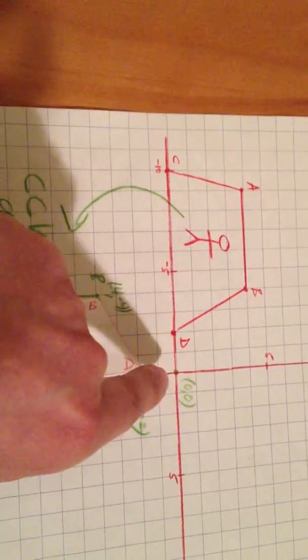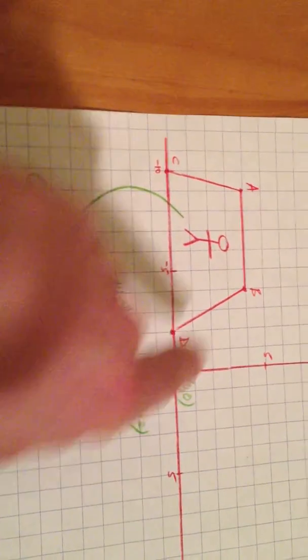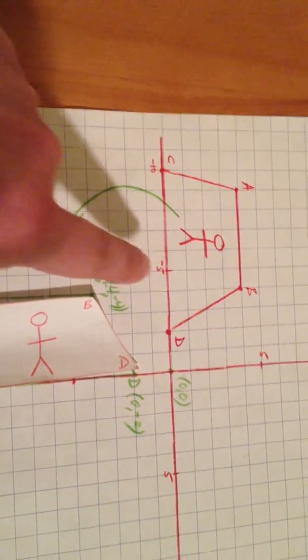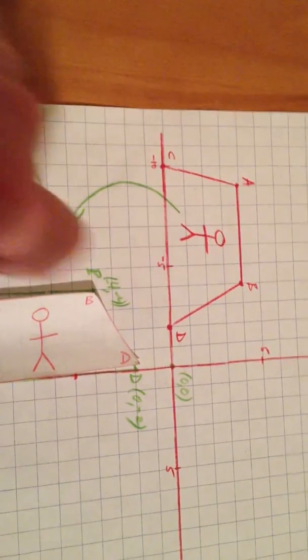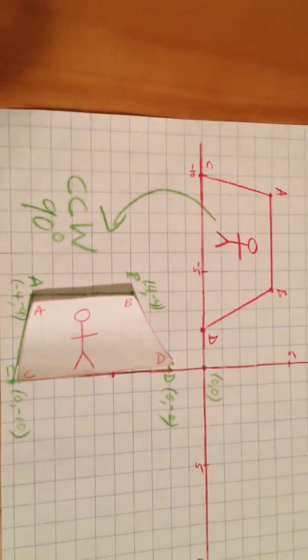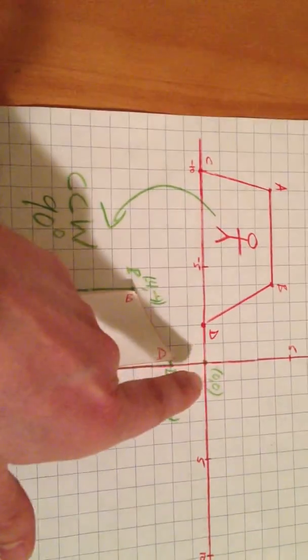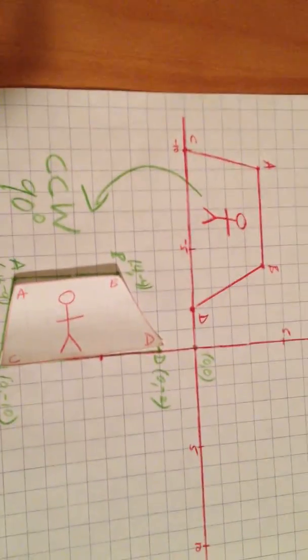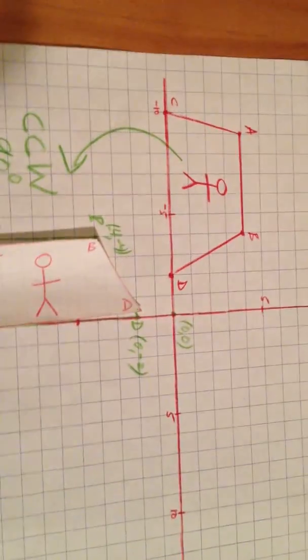The distance from D to here is 2. The distance from here to here is 2. You can also look at the distance from B to the line, which is 1, 2, 4 units. So this is a perfect rotation about the origin. All 4 coordinates are being rotated. We can do the exact same thing on Geometer's Sketchpad.